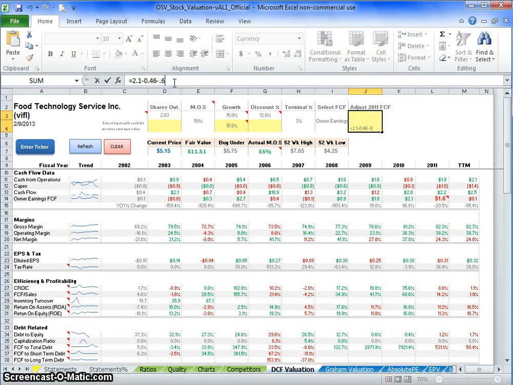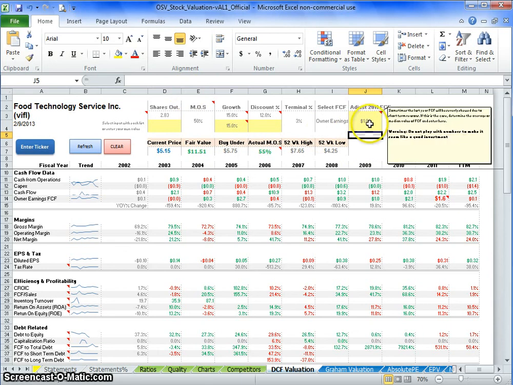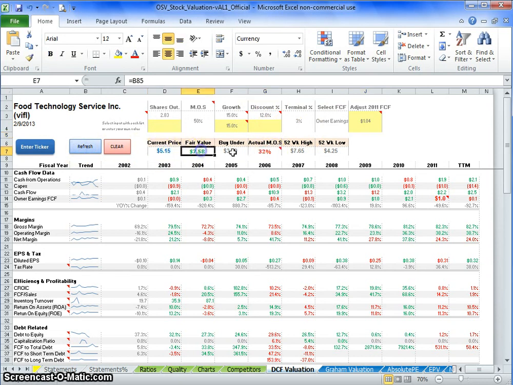So let's take out 0.6. That's about $600,000. We get to a little bit over $1 million. Again, I think the growth is still the same. I think the discount rate's the same. So we hit refresh. Now we get to 32%. So which one do we do? What do we do when these two things conflict?